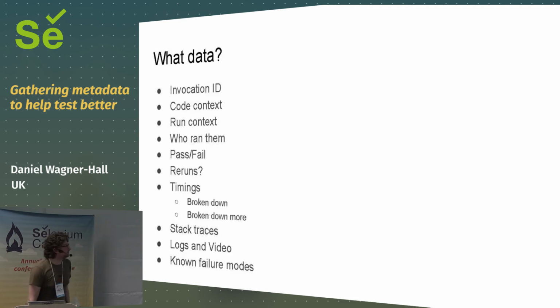So again, I'll quickly run through the data that we grab. Invocations, code context, so what code is being tested. Run context, which basically comes down to, do we expect this test to pass? Who ran them so we can follow up? Whether it passed or failed, how many reruns it took. Timings. Slow tests is like far and away the biggest complaint that people have, unless your infrastructure is really flaky.